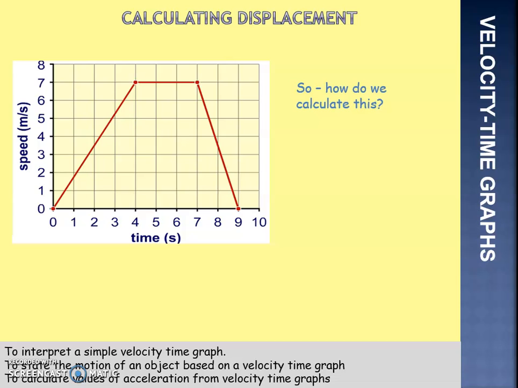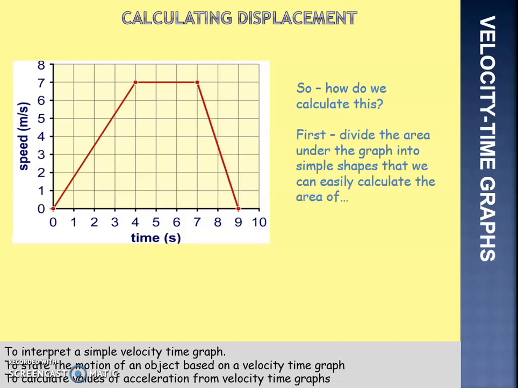So how do we calculate this? Our first step is to divide the area under the graph into really simple shapes that we can easily calculate the area of. So for the graph that's on the board, I'm going to do those 2 lines in there. I've now separated it out into 2 triangles and a square. From your maths and from other lessons you've done, you should know how to calculate the area of a triangle and a square. Area of a square is the length times the width, and the area of the triangle is half times the length times the width. We'll then use figures from the graph to calculate these.